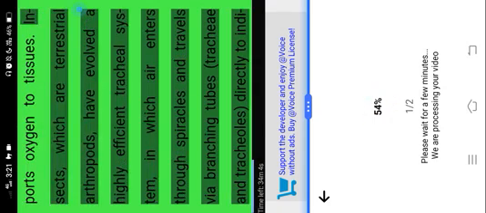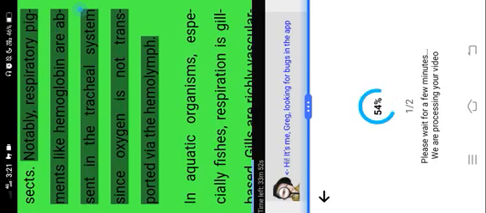Insects, which are terrestrial arthropods, have evolved a highly efficient tracheal system, in which air enters through spiracles and travels via branching tubes, tracheae and tracheoles, directly to individual cells. This system bypasses the circulatory system for oxygen delivery, ensuring extremely rapid gas exchange to support high metabolic rates, especially in flying insects. Notably, respiratory pigments like hemoglobin are absent in the tracheal system since oxygen is not transported via the hemolymph.